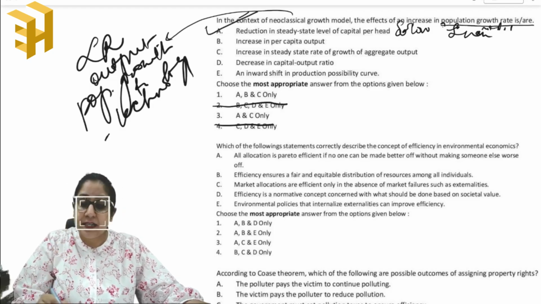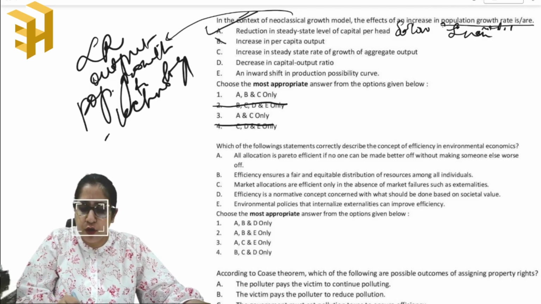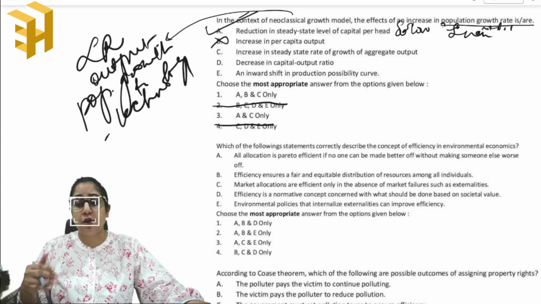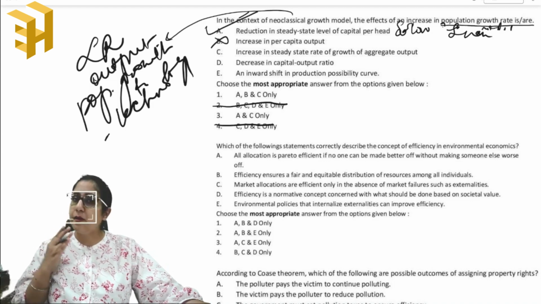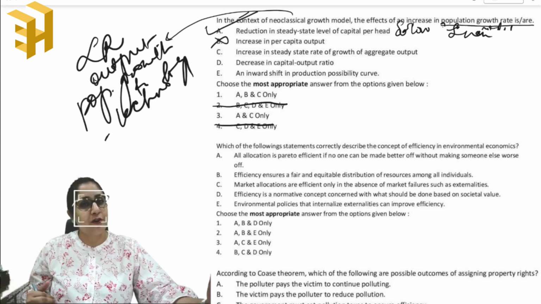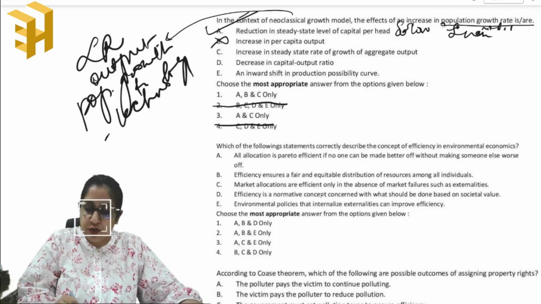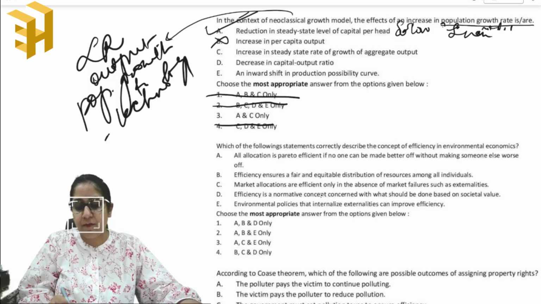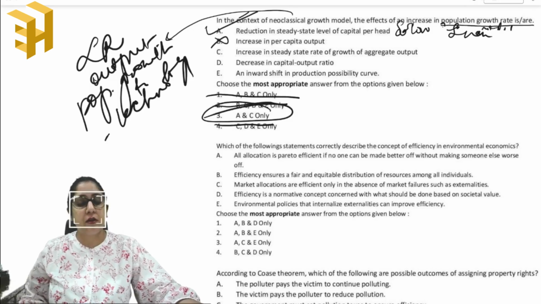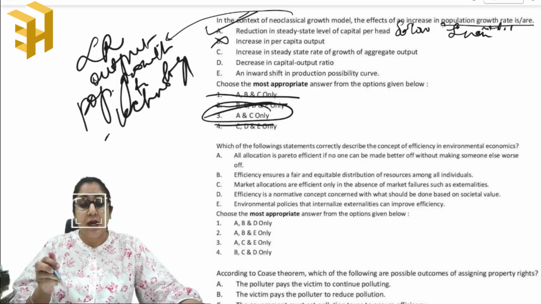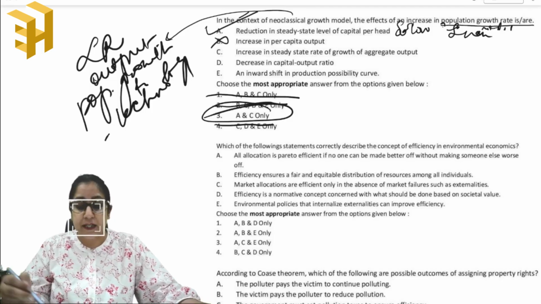Then is increase in per capita output? No, that's what we discussed in A. Statement A, that when your population is increasing, the per capita output is automatically decreasing. So B should not be there. So hence we can strike out 1 and we are left with just the third option, okay, which is the correct answer. Then let's go through other statements.